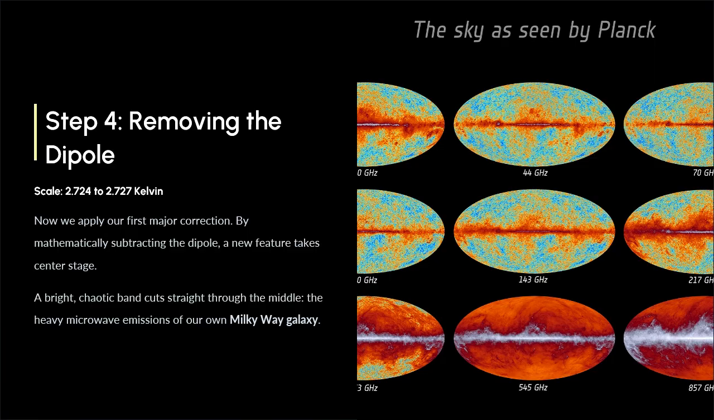Removing the dipole. At a scale from 2.724 to 2.727 Kelvin. Now we apply our first major correction. By mathematically subtracting the massive movement effect of the dipole, a new feature takes over center stage. A bright, chaotic band cuts straight through the middle of the map: the heavy microwave emissions of our own Milky Way galaxy.